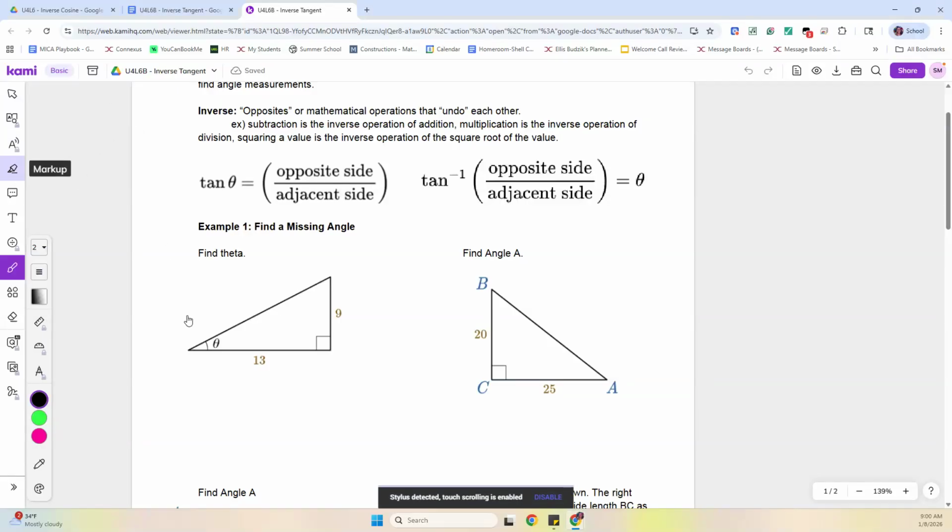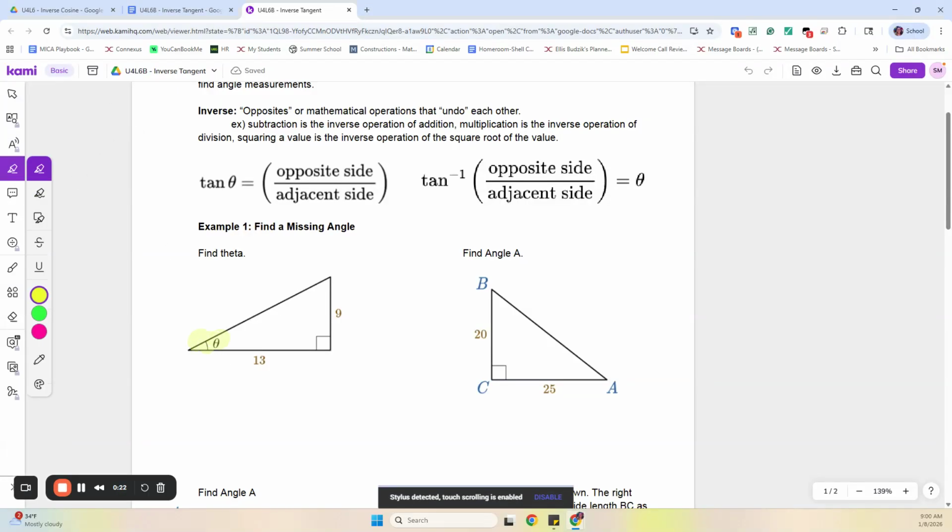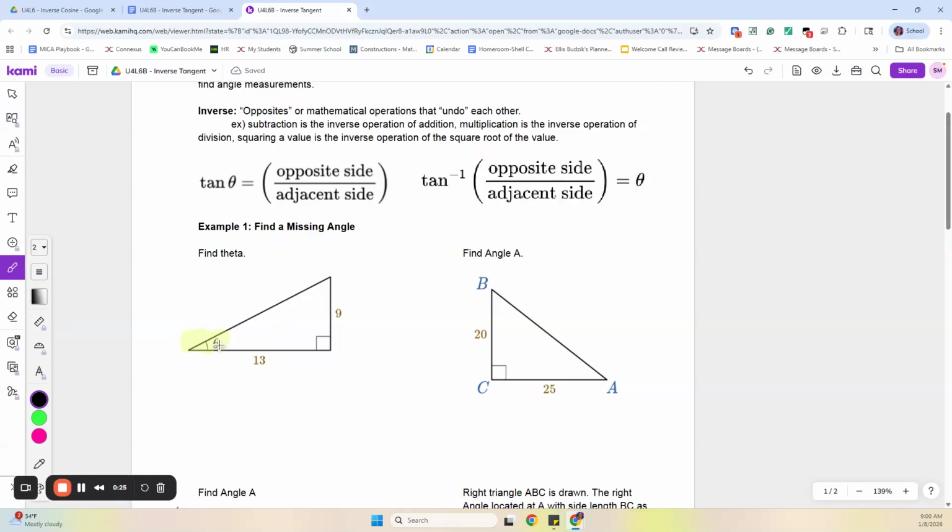So we are missing this angle theta right here in the corner. And then I'm going to label the side opposite of that. And then this 13 is the side adjacent. So if we were using SOHCAHTOA and you weren't sure what to use, I got opposite, I got adjacent, opposite, adjacent, go with tangent. So that's how I know to set up a tangent function. So I'm going to tan of my angle, which happens to be theta here, equals my opposite over my adjacent.